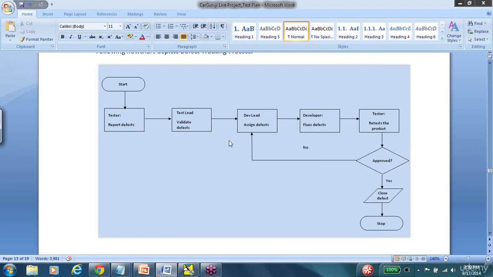So assigning is nothing but sending it. Let them know that this has happened and tell them that, hey, this is something that needs your attention, so please look into it. That is simply the meaning of assignment.